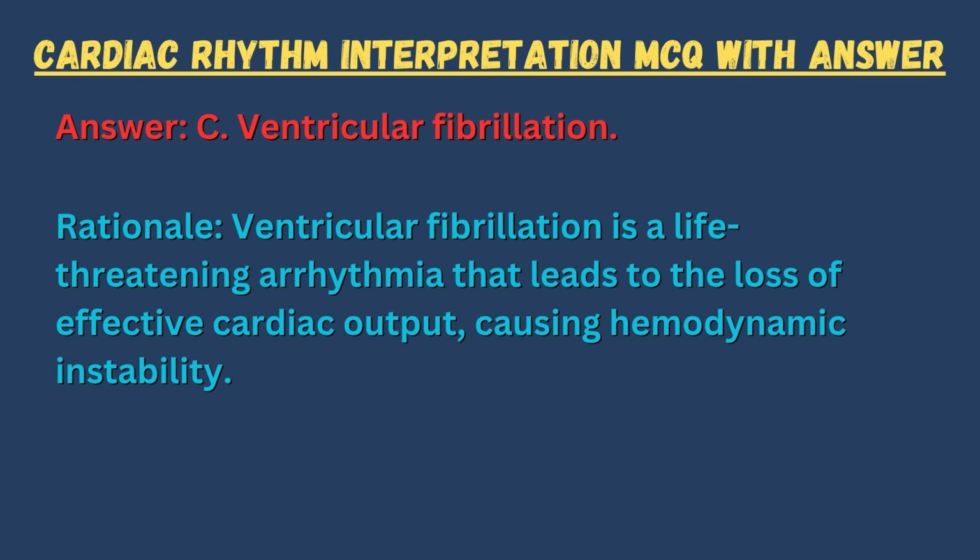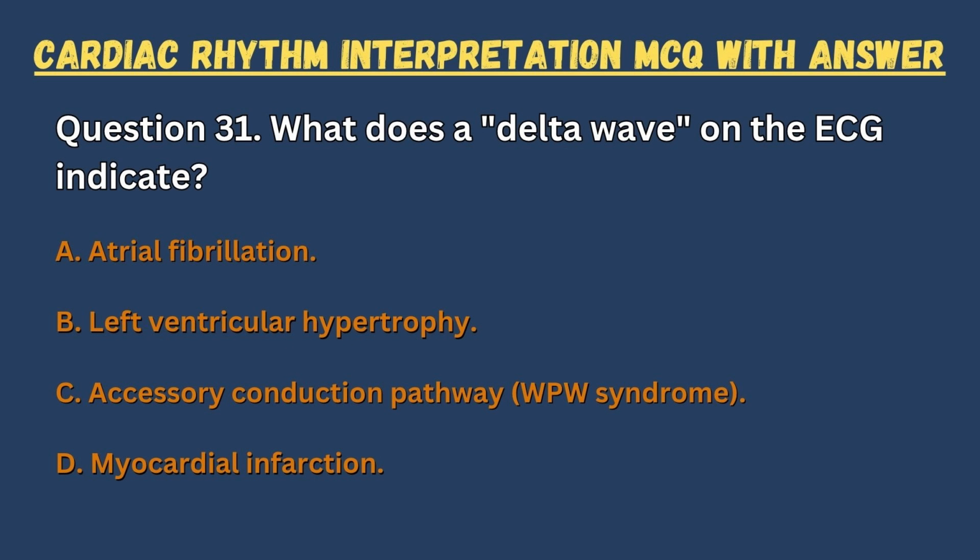Answer: C. Ventricular fibrillation. Rationale: ventricular fibrillation is a life-threatening arrhythmia that leads to the loss of effective cardiac output, causing hemodynamic instability.